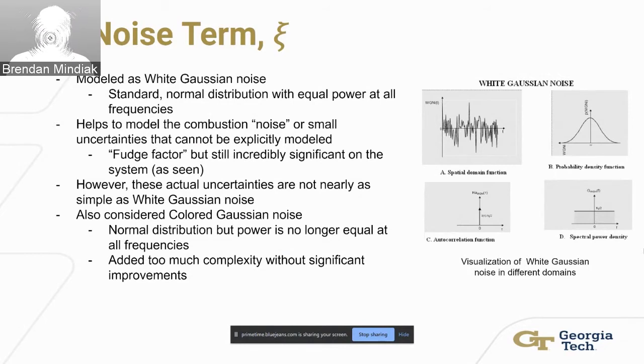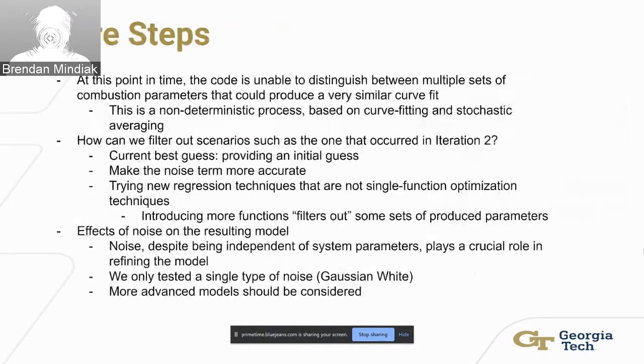But what we found with this colored Gaussian noise is that obviously it added a lot of complexity in terms of the computing power required, because now you add an additional term for where the peak of that bell curve would be. But we didn't really see significant improvements to our results. So for the purpose of keeping this code efficient, we left it at white Gaussian noise for now.